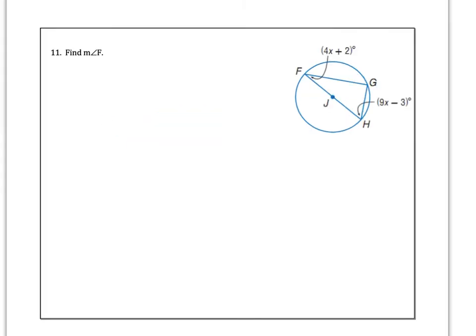Now this one's really interesting. It says find the measure of angle F. So if I look at angle F, I can see it's an inscribed angle. It opens up to this arc over here. The problem is I don't know anything about that arc. So that's not super helpful. So then I have to think how can I find that angle? The trick is knowing something about angle G.